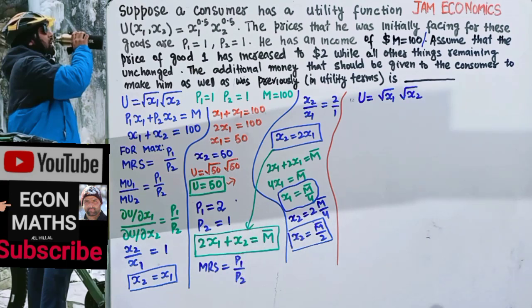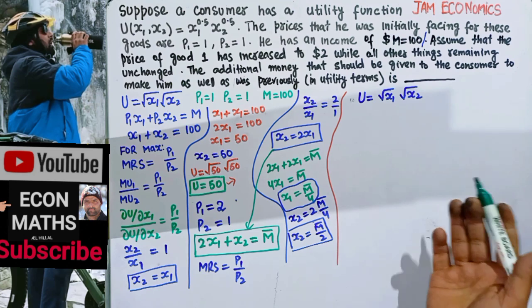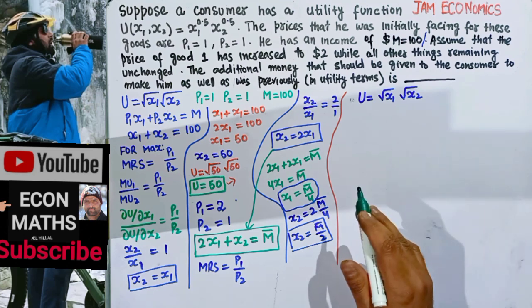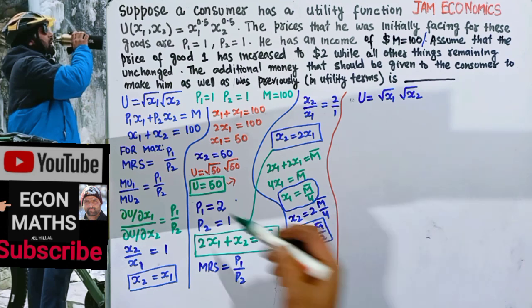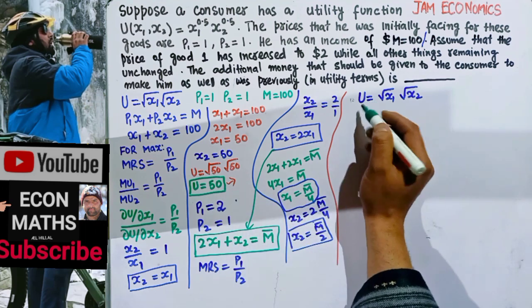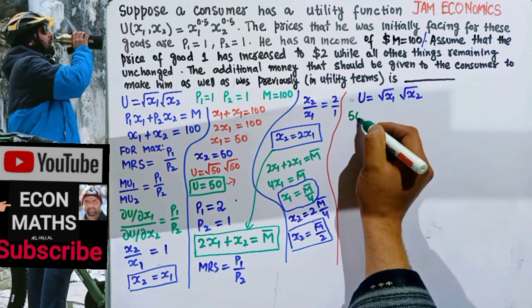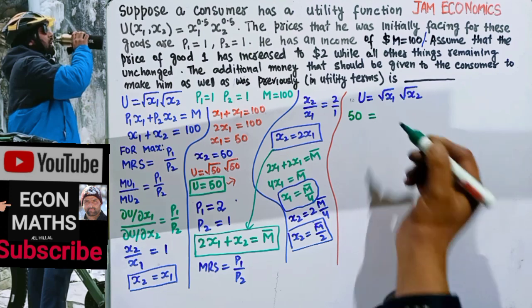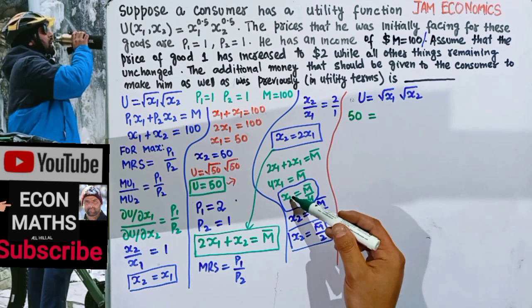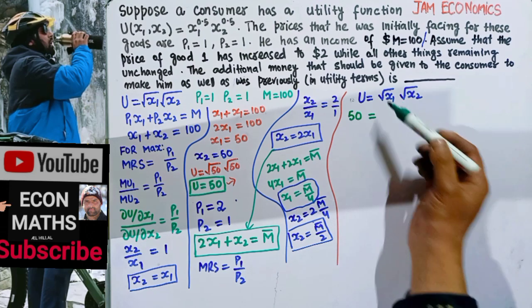Price has changed. We want this consumer to remain as good as he was previously. So previously, how good was he? 50. So in place of utility, we write 50 utils, which he was getting initially. And we plug the new values of x1 and x2 into the utility function.